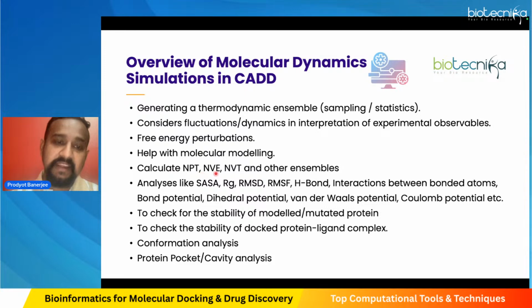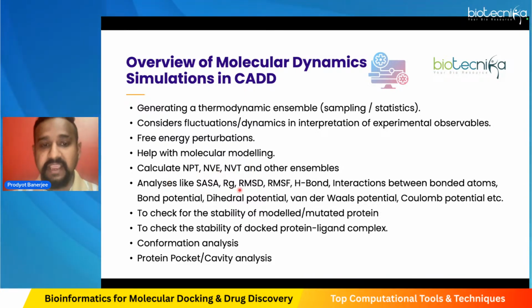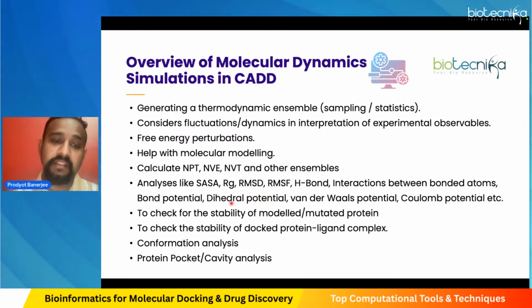You can calculate the NVT, NPT, all the ensembles that are there, or then analyses like SASA, radius of gyration, your RMSD, RMSF, hydrogen bonds, different kinds of interactions that are happening, in the form of dihedral potential calculation, like hydrogen bond, van der Waals, Coulomb's potential.